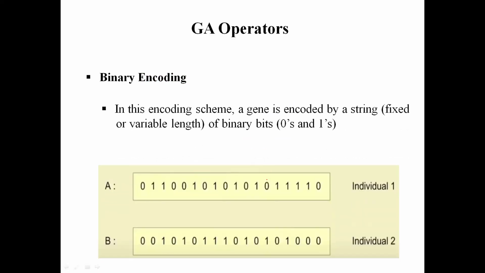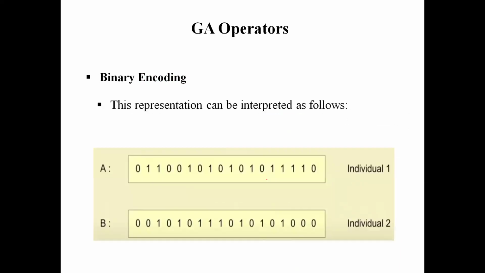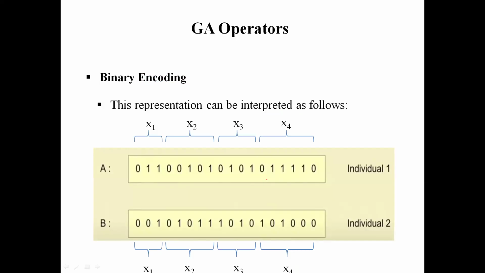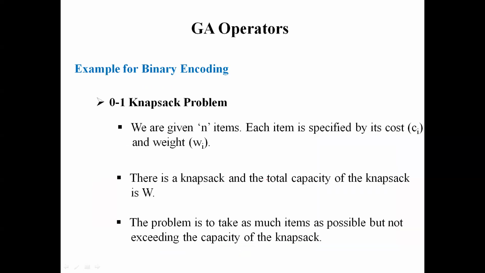Okay, when it comes to binary encoding, you will have a string of binary bits, that is zeros and ones. Say this is the first chromosome and this is the second chromosome, etc. So maybe these X1, X2, X3, X4 are the genotypes. So that's the combination of genes. There are maybe 4 genes where each one is represented by binary values like this.